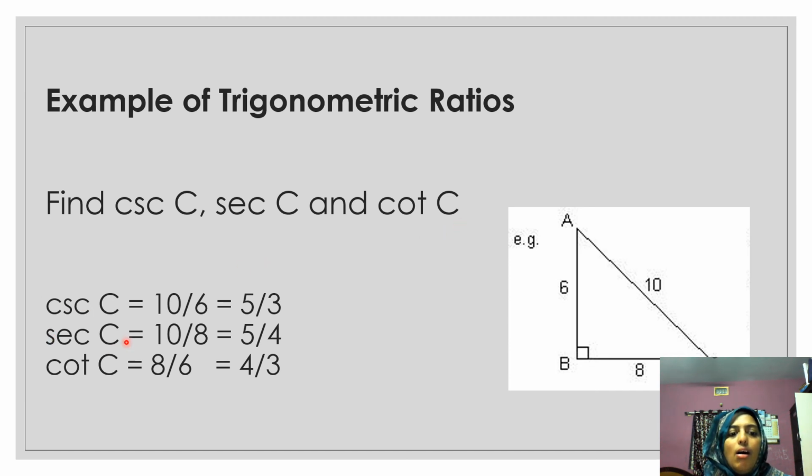Okay, now we'll have some examples of cosecant, secant and cotangent. Cosecant is the reciprocal of sine, so it is hypotenuse by opposite side with respect to the angle c. So 10 by 6, which is simplified to 5 by 3. And secant c is hypotenuse by adjacent side, that is 10 by 8, which is simplified to 5 by 4. And cotangent is the reciprocal of tangent, so it is adjacent by opposite side, that is 8 by 6, that is 4 by 3.